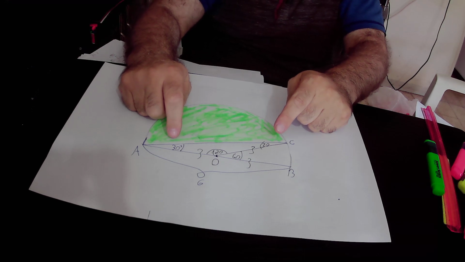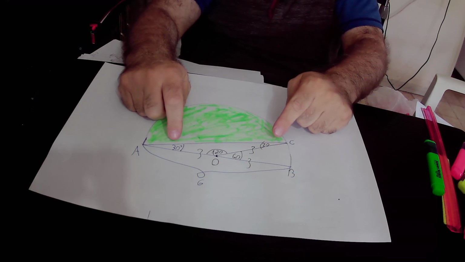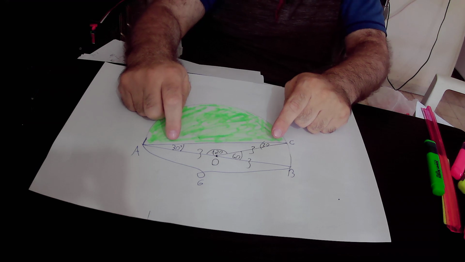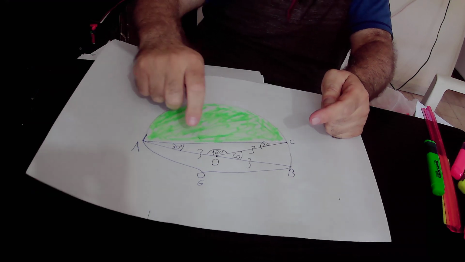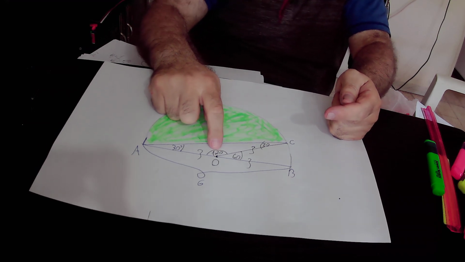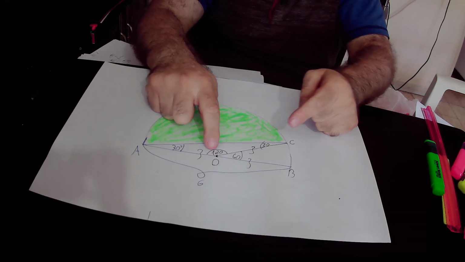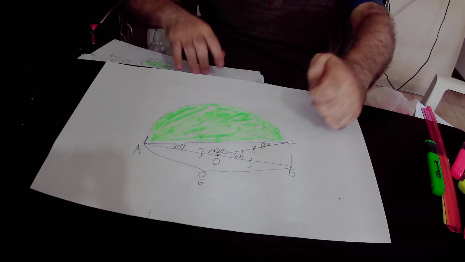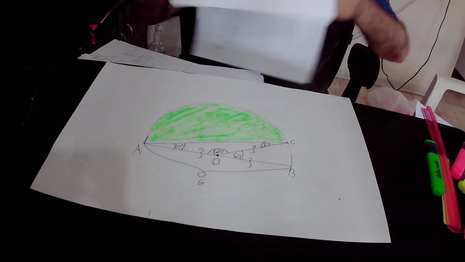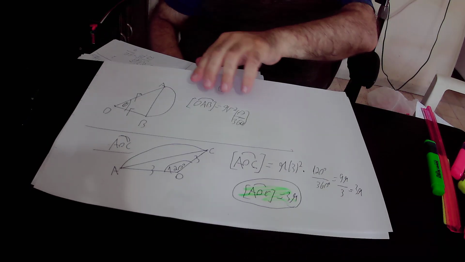So 30 degrees plus 30 degrees is 60 degrees. In total, they equal 60 degrees. Therefore, in order to complete the sum of the angles in this triangle to 180 degrees, the missing angle here must be equal to 120 degrees. Then I presented to you how to find the area of any sector.